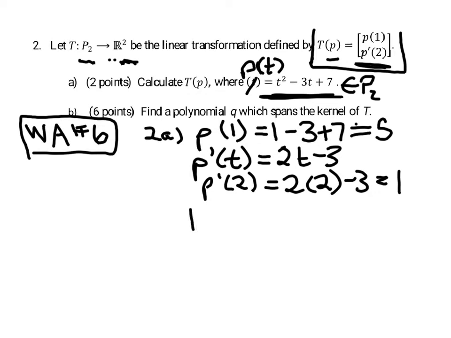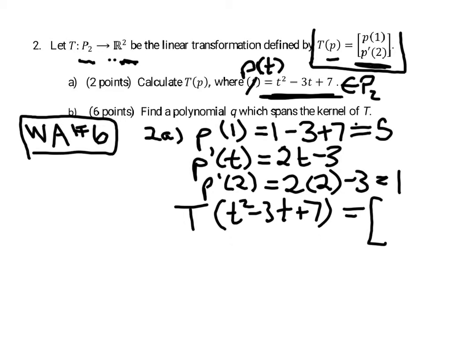So when we apply this transformation T to the polynomial t squared minus 3t plus 7, our output is the vector 5, 1. That's what you find in 2A. This vector is your answer.